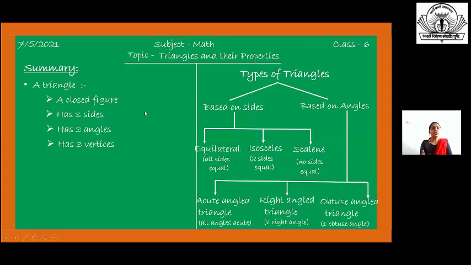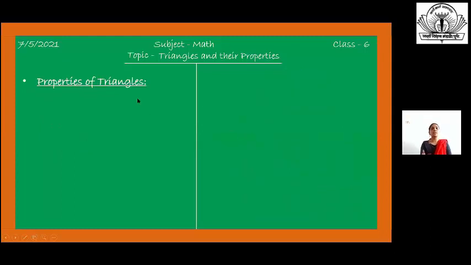Then we saw the properties of triangles. Which was the first property? Sum of angles of a triangle is 180. The sum of the measures of all the three angles in a triangle is equal to 180 degrees. It is always equal to 180 degrees. Okay, this was the first property.